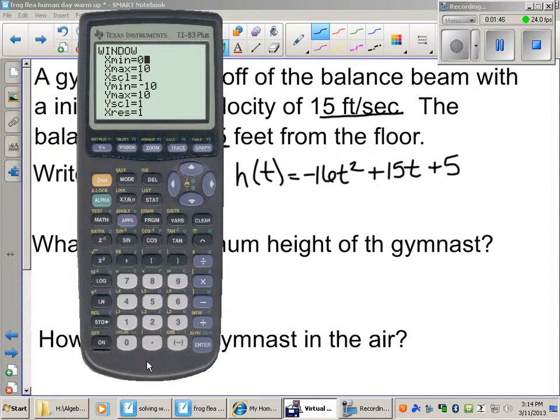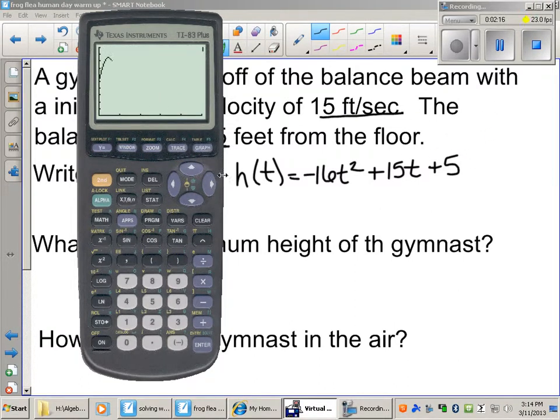And then I have to think to myself, how long is a gymnast normally in the air? Is she going to be in the air 10 seconds? Maybe it's more like 5. I don't know, I'm just guessing. And then I come down and I see y min. Well, I know that I don't care about a height that is less than 0. We're not going to deal with any negative heights. So I'm going to put that in. And her maximum height, we know that she's starting at a height of 5, so it has to be higher than 5. Maybe I'll keep 10 in there and see what happens.